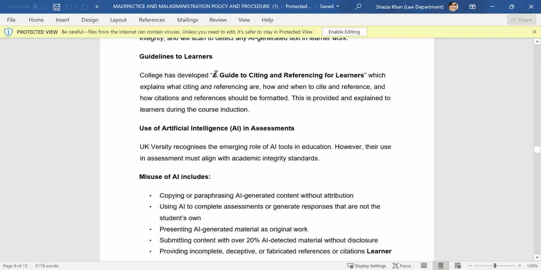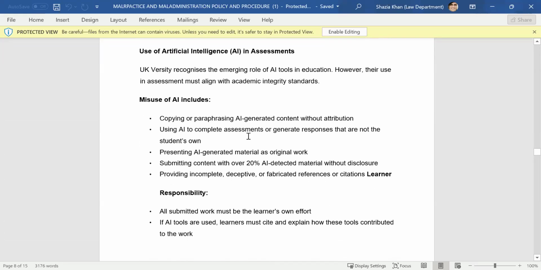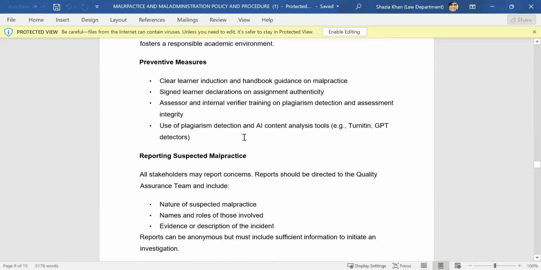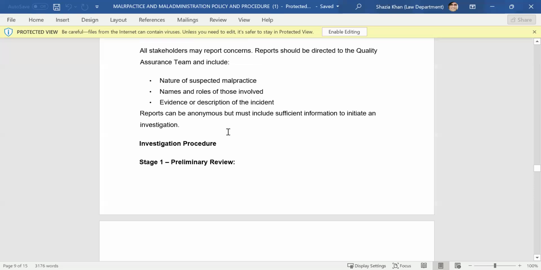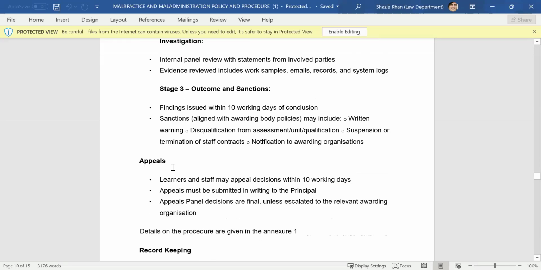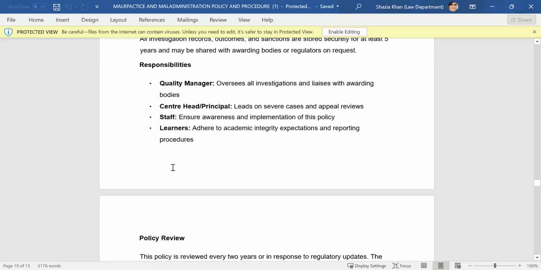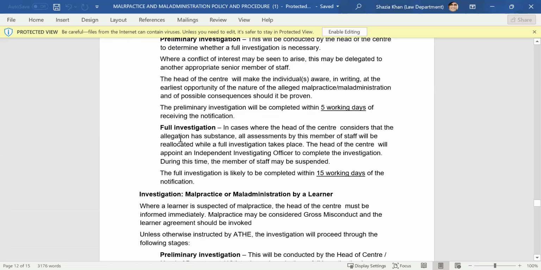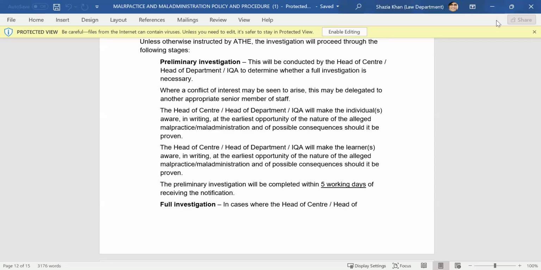This has guidelines for learners where they misuse AI, and their responsibility, and staff reporting responsibility, our responsibility. And there is an investigation procedure that goes through stage 1, stage 2, stage 3, and how the appeals process would go. So this is a big policy that you need to read, because when you do your declaration, you will sign this. Okay. So I've quickly gone through this with you. This is on Moodle for you. So you need to make sure you're reading it and looking at it properly.